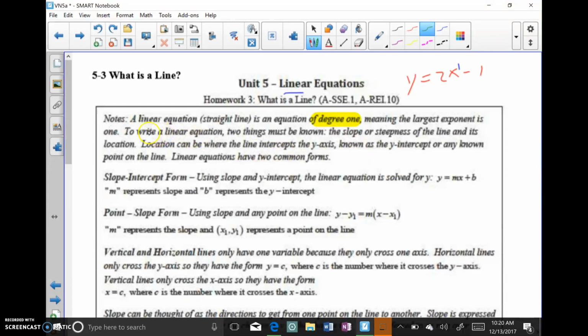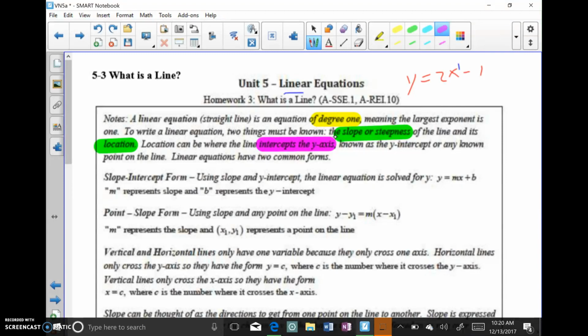To write a linear equation, or to draw a line, you need to know two very important things. Those two things are the slope, or steepness of the line, and its location. And for location, we usually refer to where it hits the y-axis, the y-intercept.